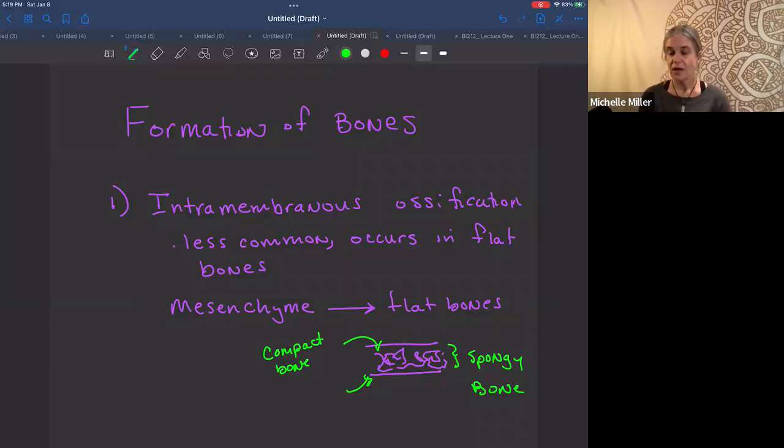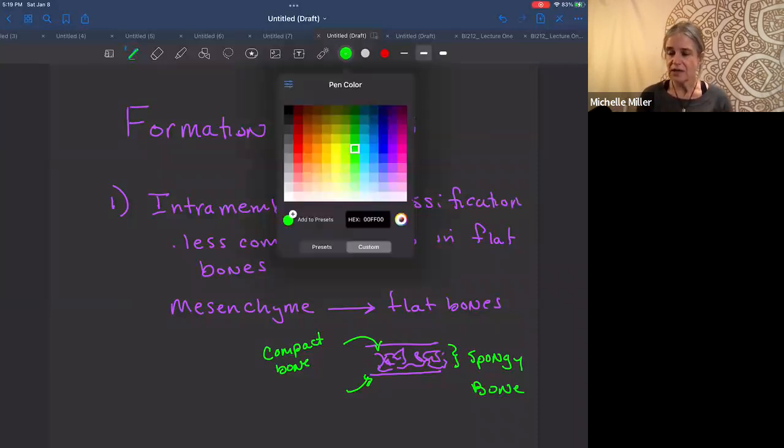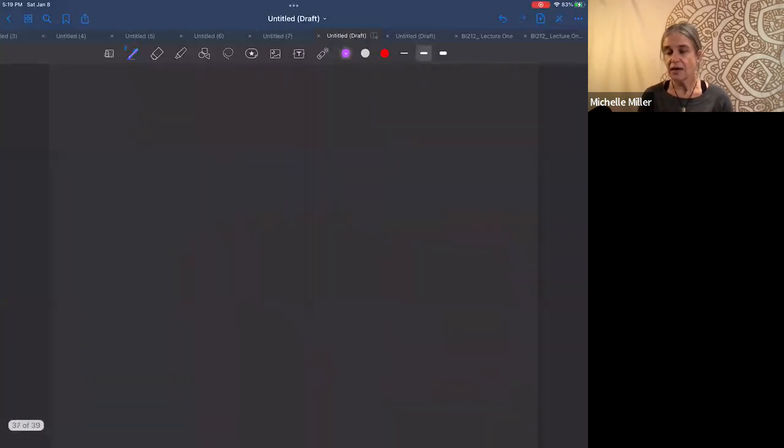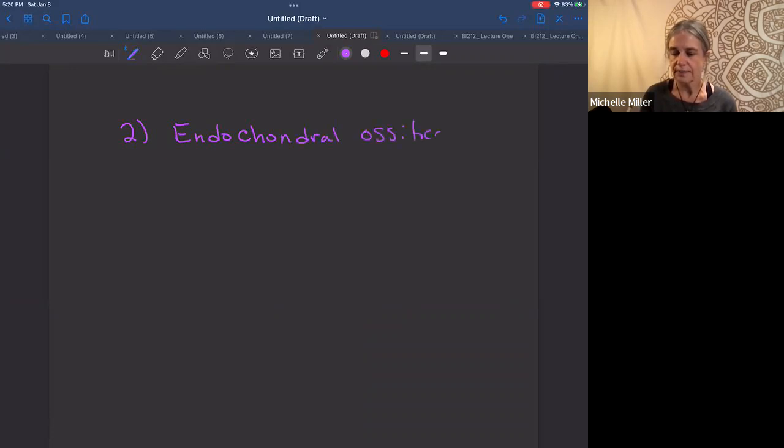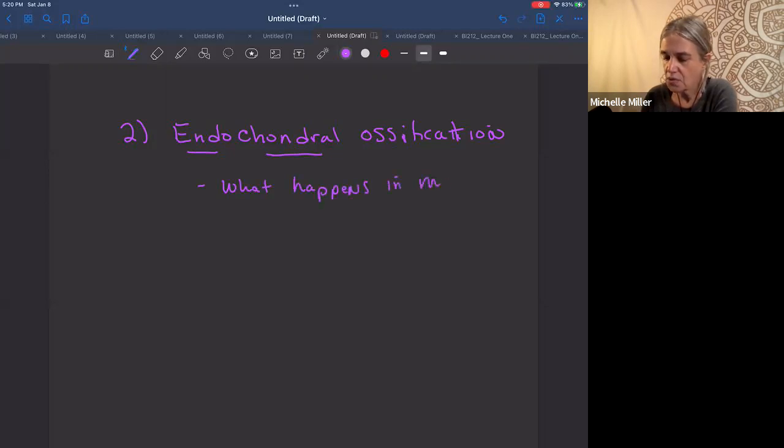The next type of formation, the second type, is referred to as endochondral ossification. So this actually takes place inside the cartilage, so endochondral. And this is what happens in most bones.